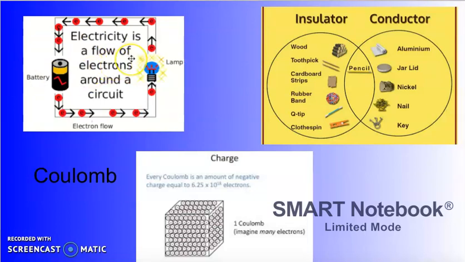Electricity, you can see from this diagram, is a flow of electrons around a circuit. Now, where do the positives and negatives come in with that? An electron is a subatomic part of an atom, and it has a negative charge. So when you have electricity as the flow of electrons, you are talking about the flow of negative charges around a circuit. Here we have a battery.